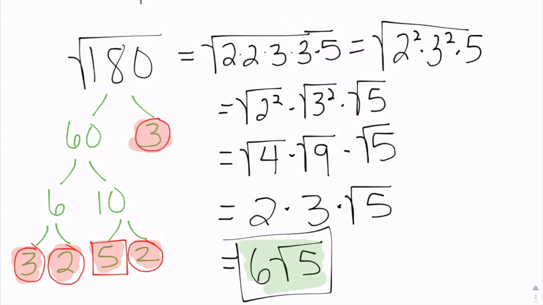And we could have just gone straight from our factors to our answer, because if you notice, we have a pair of 2s and a pair of 3s, and so if we do 2 times 3, we get the 6 here. Then we're left with a 5, so we take the square root of that 5 that doesn't have a pair.